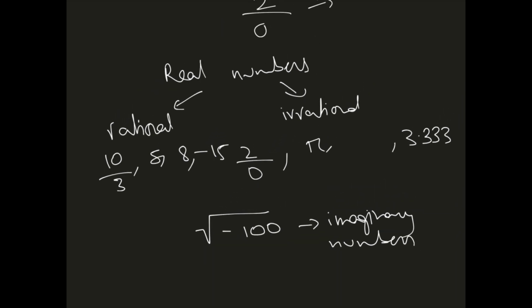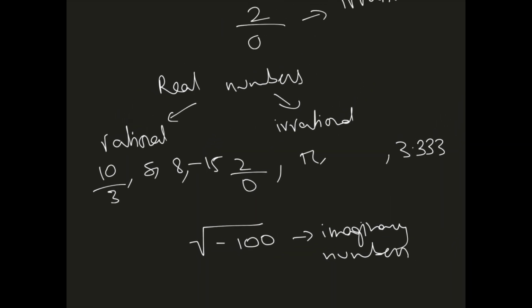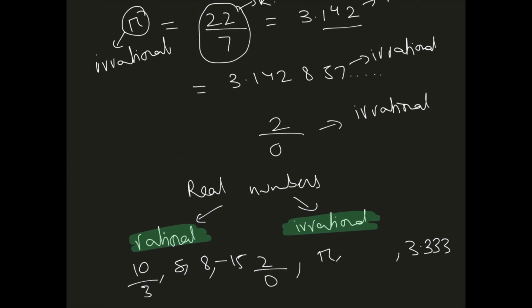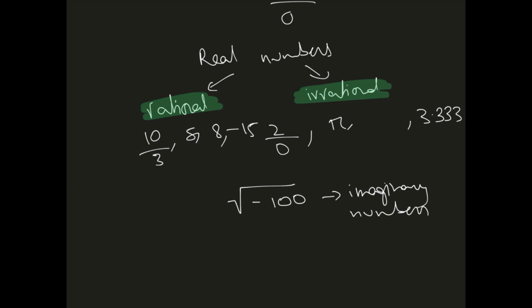We don't have to really go through imaginary numbers, you just have to learn that real numbers include both rational and irrational numbers. So, a rational number is any number that can be expressed in the way of a fraction, and integers are whole numbers, right?